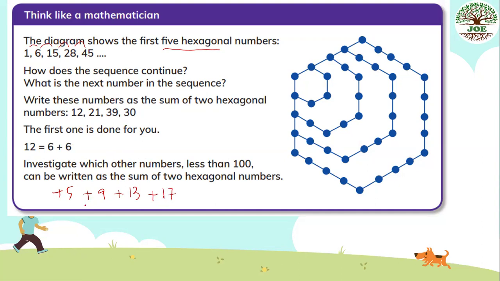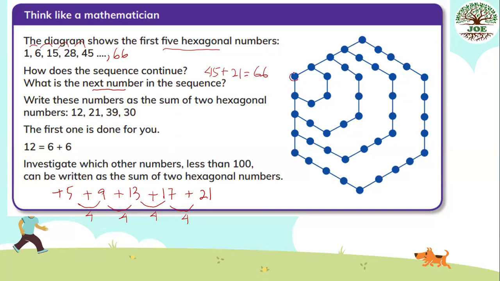Okay, let's check. 5 and 9 increase by 4. 9 and 13 increase by 4. 13 and 17 increase by 4 again. So the next difference will be 17 plus 4, which is 21. So we add 45 with 21 and we get 66. Our next number in the sequence will be 66.